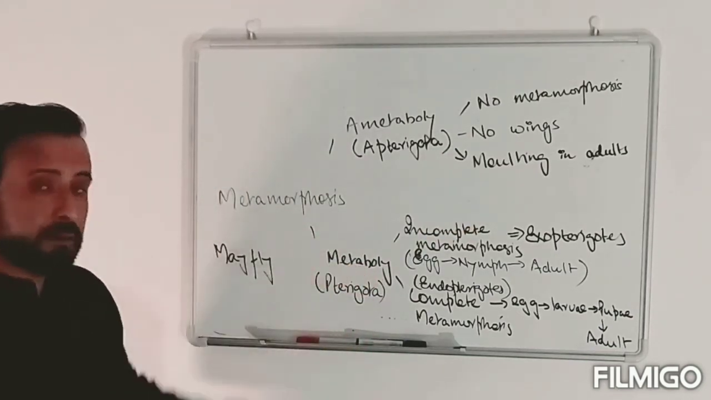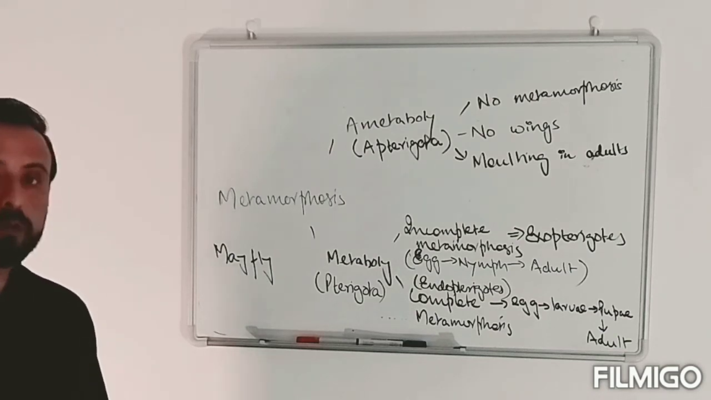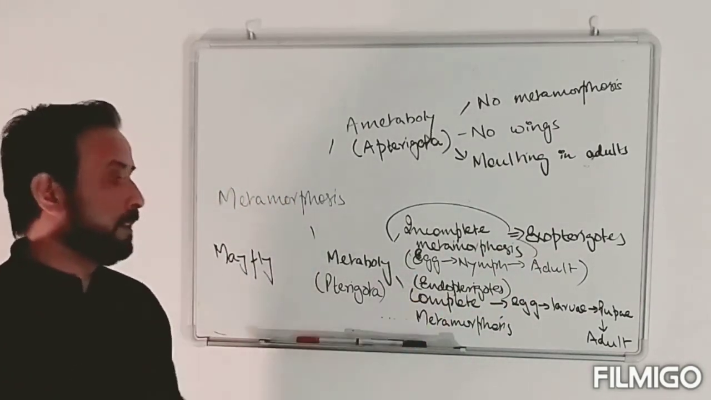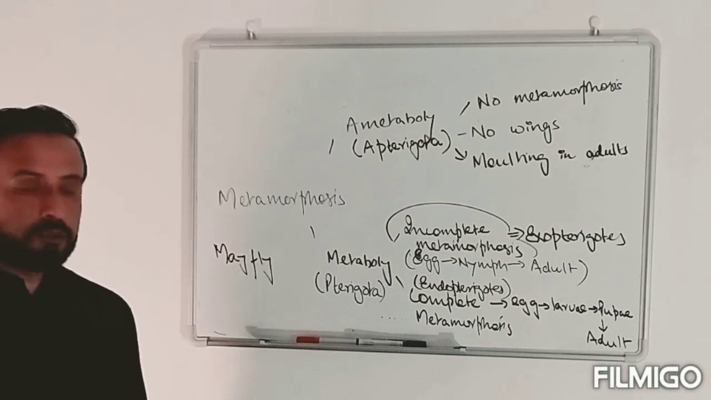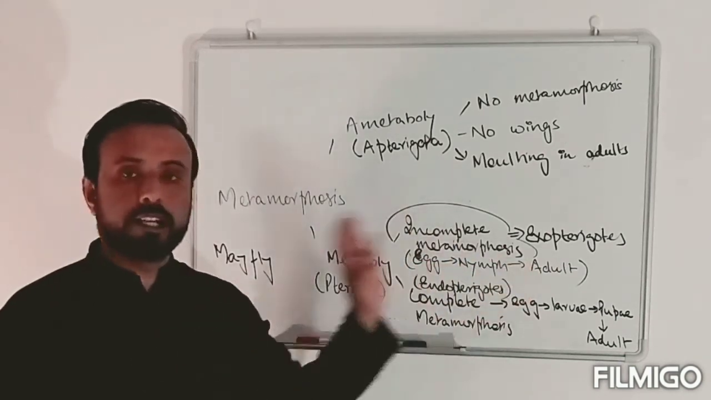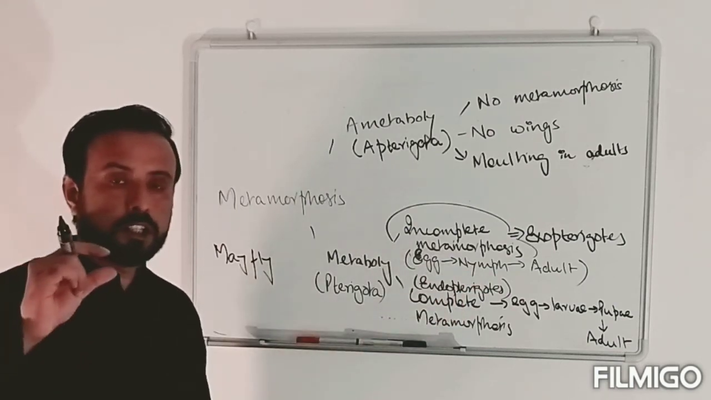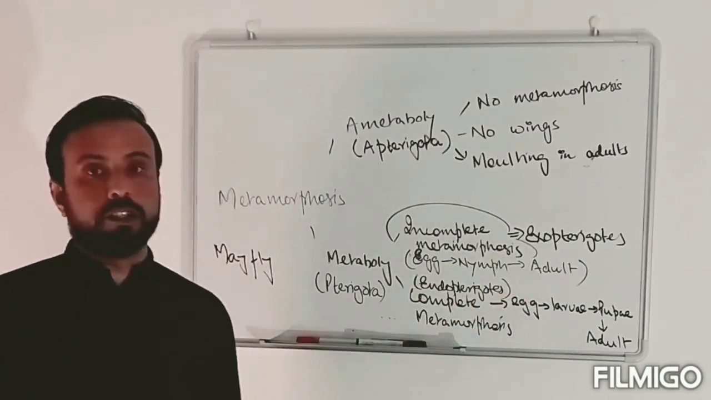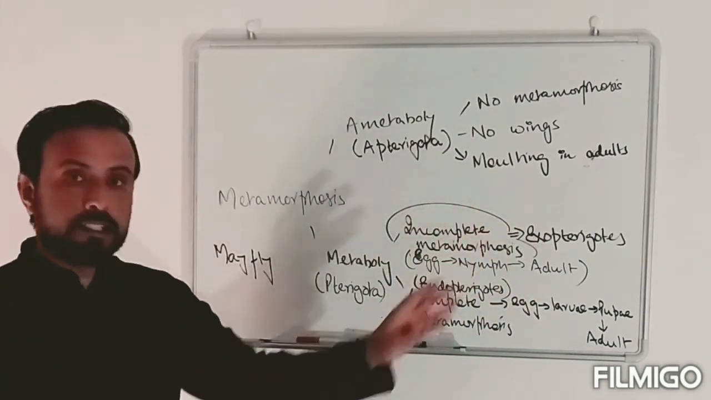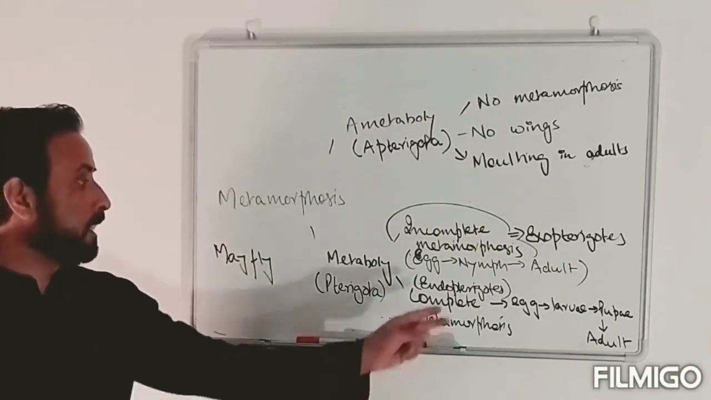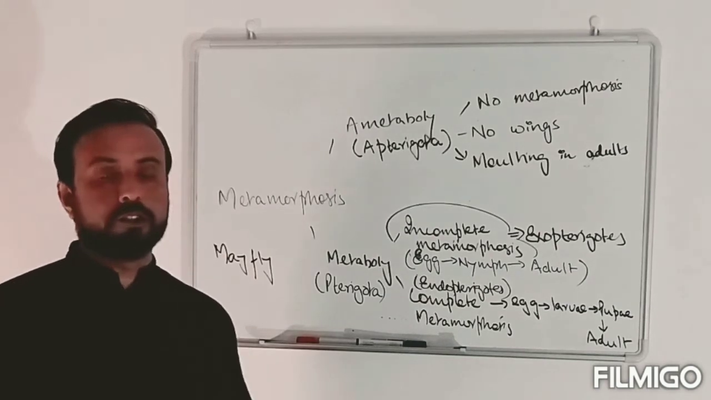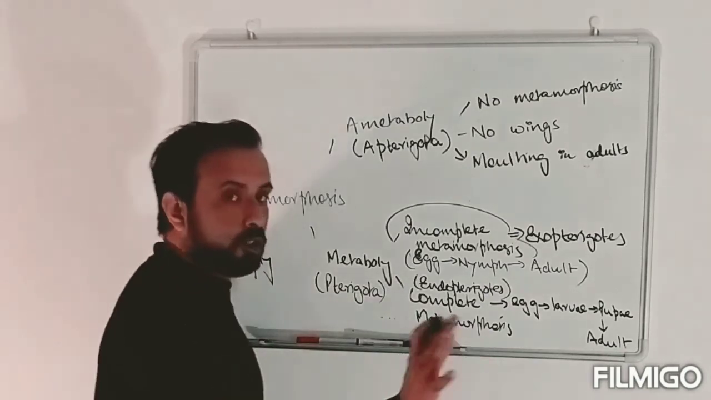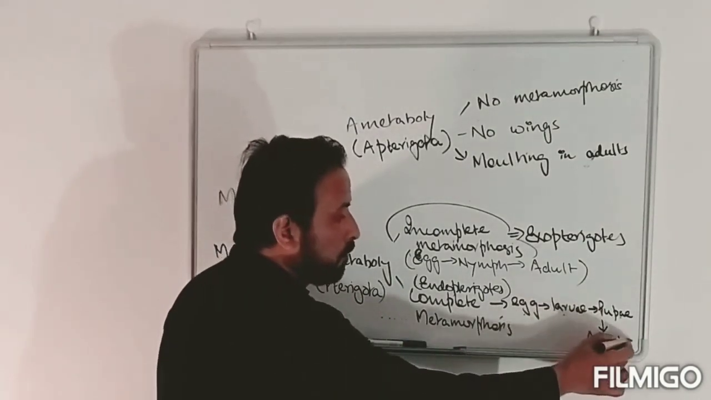This metabolic or pterygotes, with wings, can also be divided into 2 categories: incomplete metamorphosis and complete metamorphosis. Incomplete metamorphosis means they only have egg, then nymph, then adult stage. The nymph, the smallest of the insect, will very much resemble the adult, and they develop the wings externally, not internally. In complete metamorphosis, especially butterflies, you will find there are 4 different stages: egg, larvae, pupae, and adult stage.